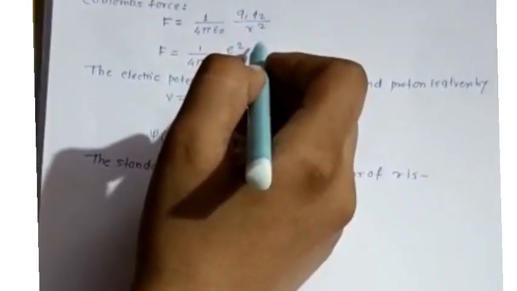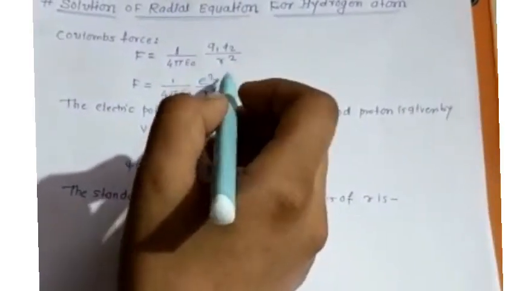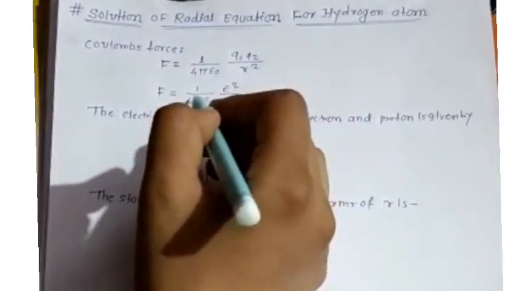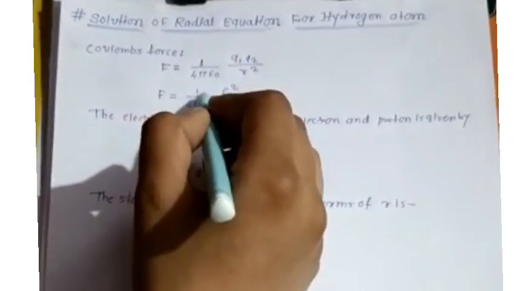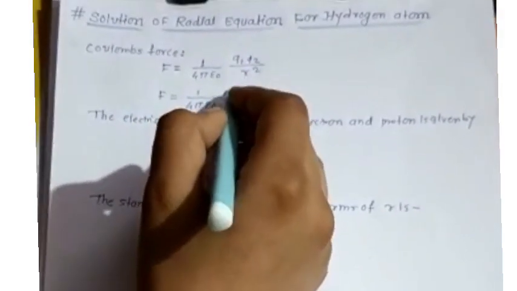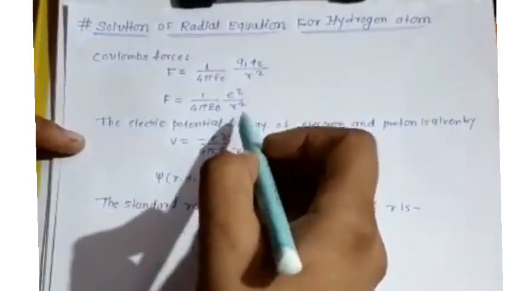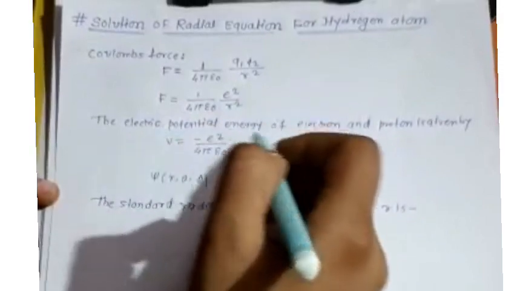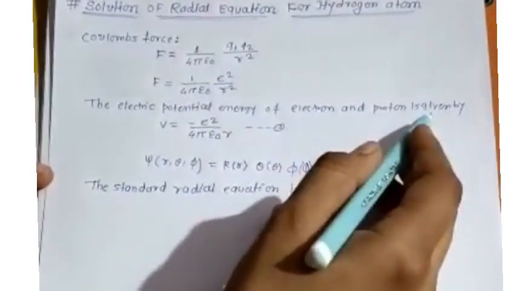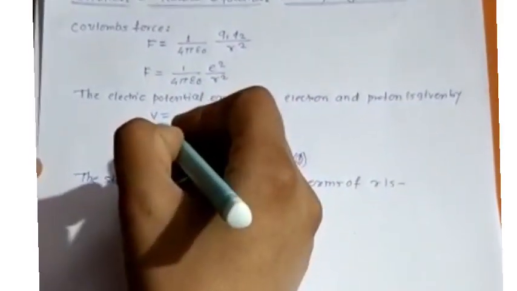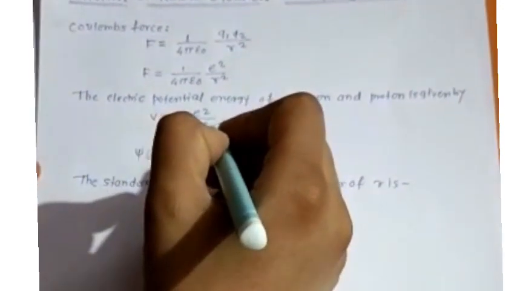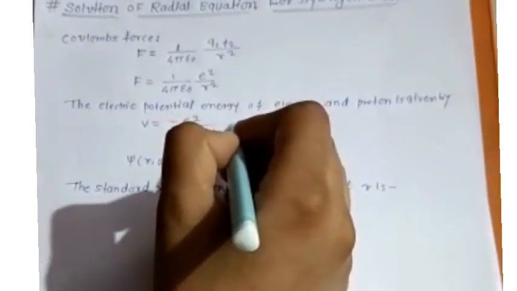We all know both the proton and electron have charge e. Therefore, we can write the Coulomb force as 1 upon 4 pi epsilon naught e square upon r square. Now, the electric potential energy of the electron and the proton is given by V equals minus e square upon 4 pi epsilon naught r. Here we give this as equation number 1.